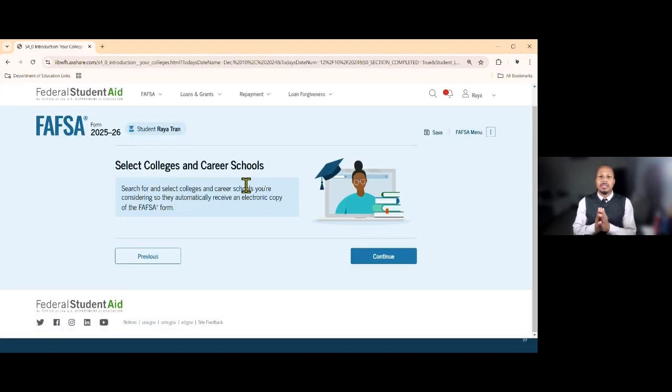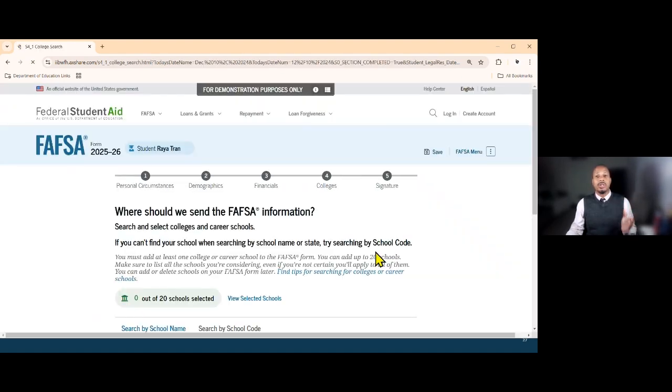And now you're ready to select the colleges and/or career schools. On this list, you can add up to 20 schools. You don't have to have applied to them. You don't have to be enrolled at them. You can add up to 20 schools at one time.